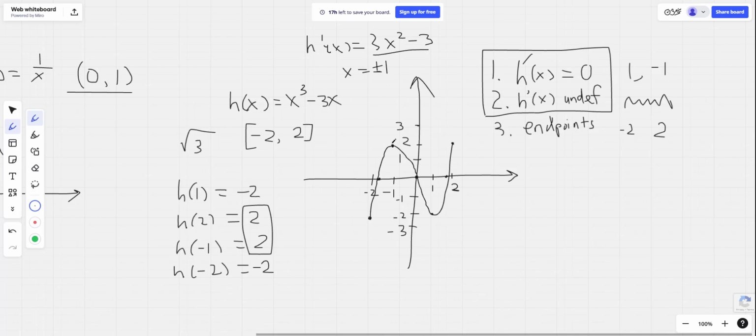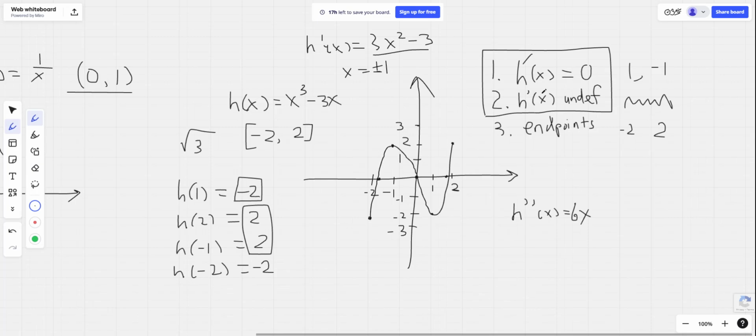And I don't think you've gone over the rules for finding out whether a critical point is a local maximum or a local minimum, but I'm just going to skip ahead a little bit. We look at the second derivative. H double prime of x equals 6x. And at -1, the second derivative is negative, so we know that it's a maximum. And similarly at +1, the second derivative is positive, so it is a local minimum.